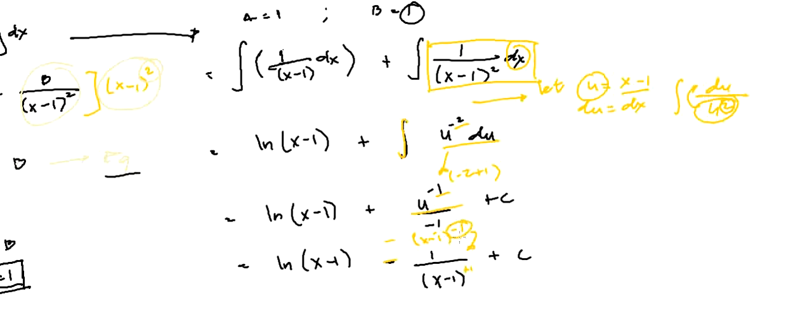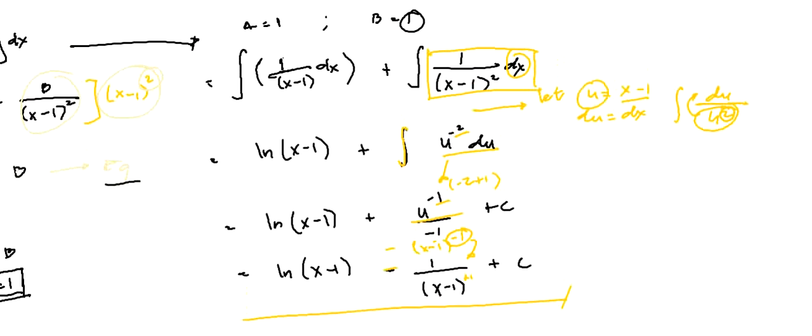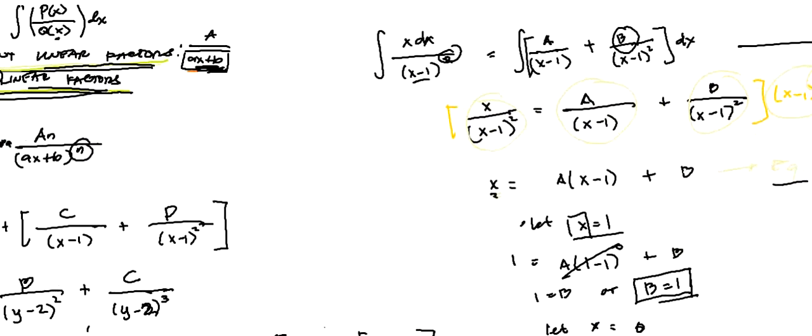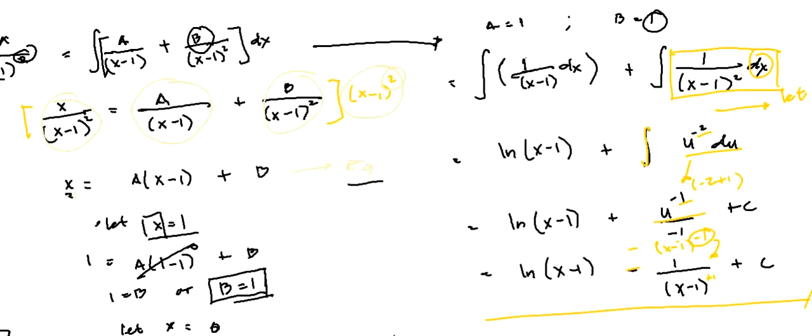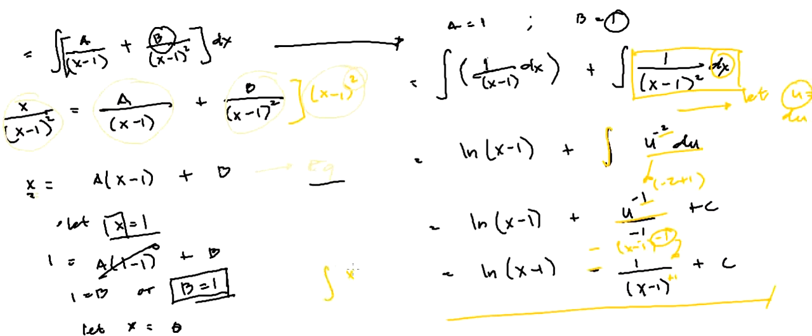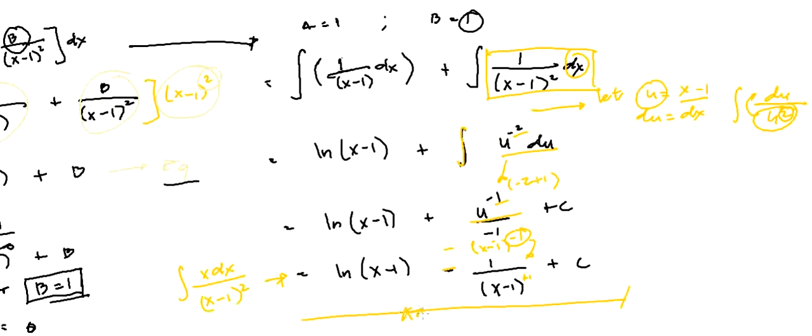This is positive 1 now. If we move back our x minus 1 to the denominator to make the exponent positive, so we have (x minus 1) raised to positive 1, or just x minus 1, then our plus C. All in all, this is now our final answer from evaluating the integral of x dx all over (x minus 1) squared. This is now our answer.